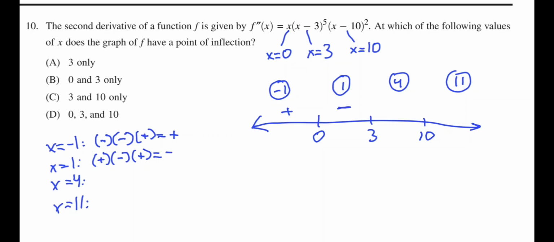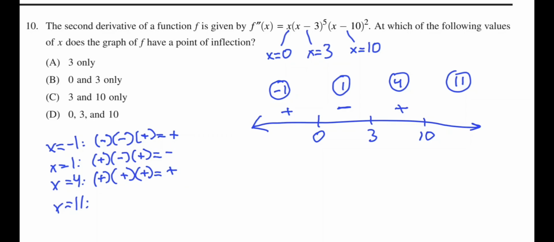Okay, so now let's plug in 4. The first factor is just going to be x, which is 4, and that's positive. The second factor is 4 minus 3, which is 1, and 1 to the fifth power is going to be positive. Then if we plug in 4 for the last factor, we have 4 minus 10, which is -6, squared, which is going to be, again, positive because we have a squared factor. And positive times positive times positive would be an overall positive sign.